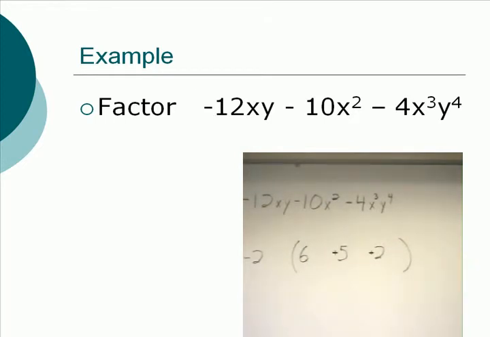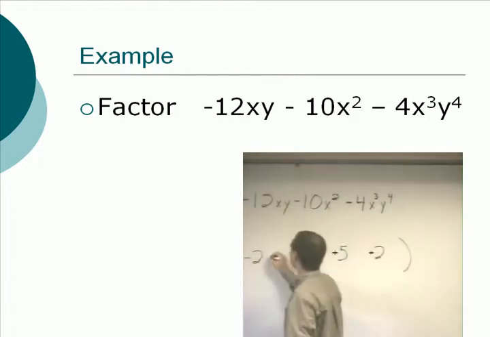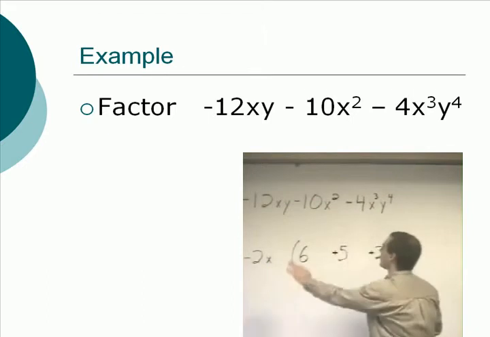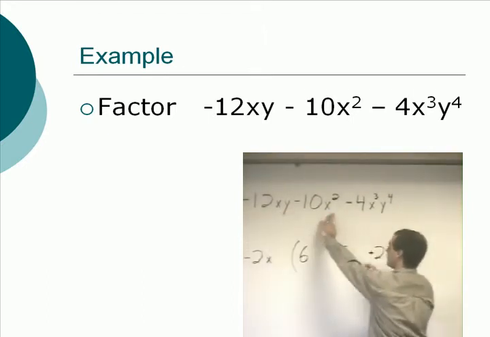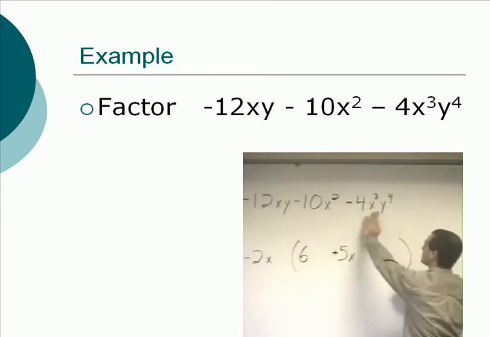Now look at your variable factors. xy, x squared, and x cubed y to the 4th. What's the greatest power of x common to all of them? Just 1. We can pull out 1x. Now, what does that leave us for x's here? None. Here? 1 of them, and here, 2 of them, squared.